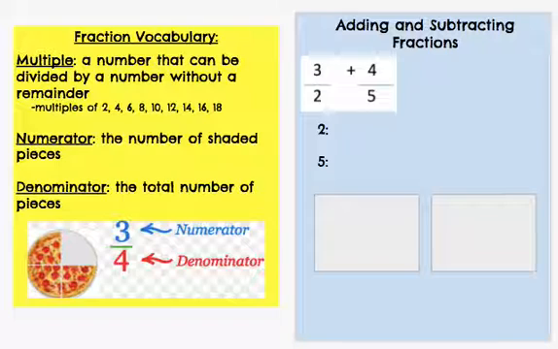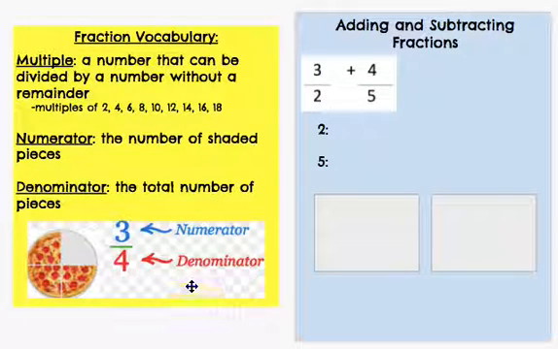The first one is multiple, which is a number that can be divided by another number without a remainder. For example, multiples of 2 are 2, 4, 6, 8, 10, 12, 14, 16, 18, and so on. Our second word is numerator, which is the number of shaded pieces. And then the denominator is the total number of pieces.